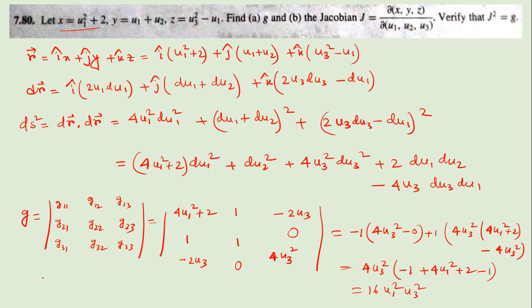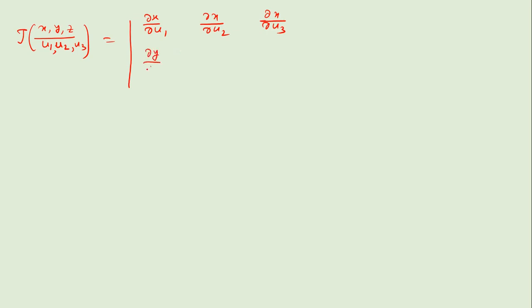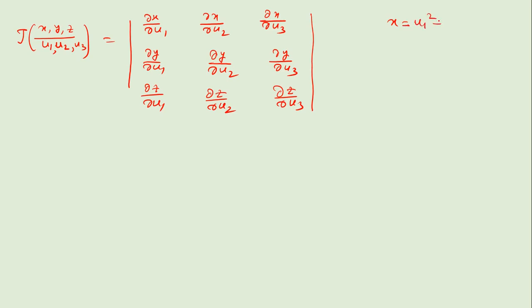Now you need to find out the Jacobian. So Jacobian of x, y, z with respect to u1, u2, u3 is nothing but del x del u1, del x del u2, del x del u3, del y del u1, del y del u2, del y del u3, and del z del u1, del z del u2, del z del u3. Now put the value. I think you remember x is u1 square plus 2, y is u1 plus u2, and z is u3 square minus u1.